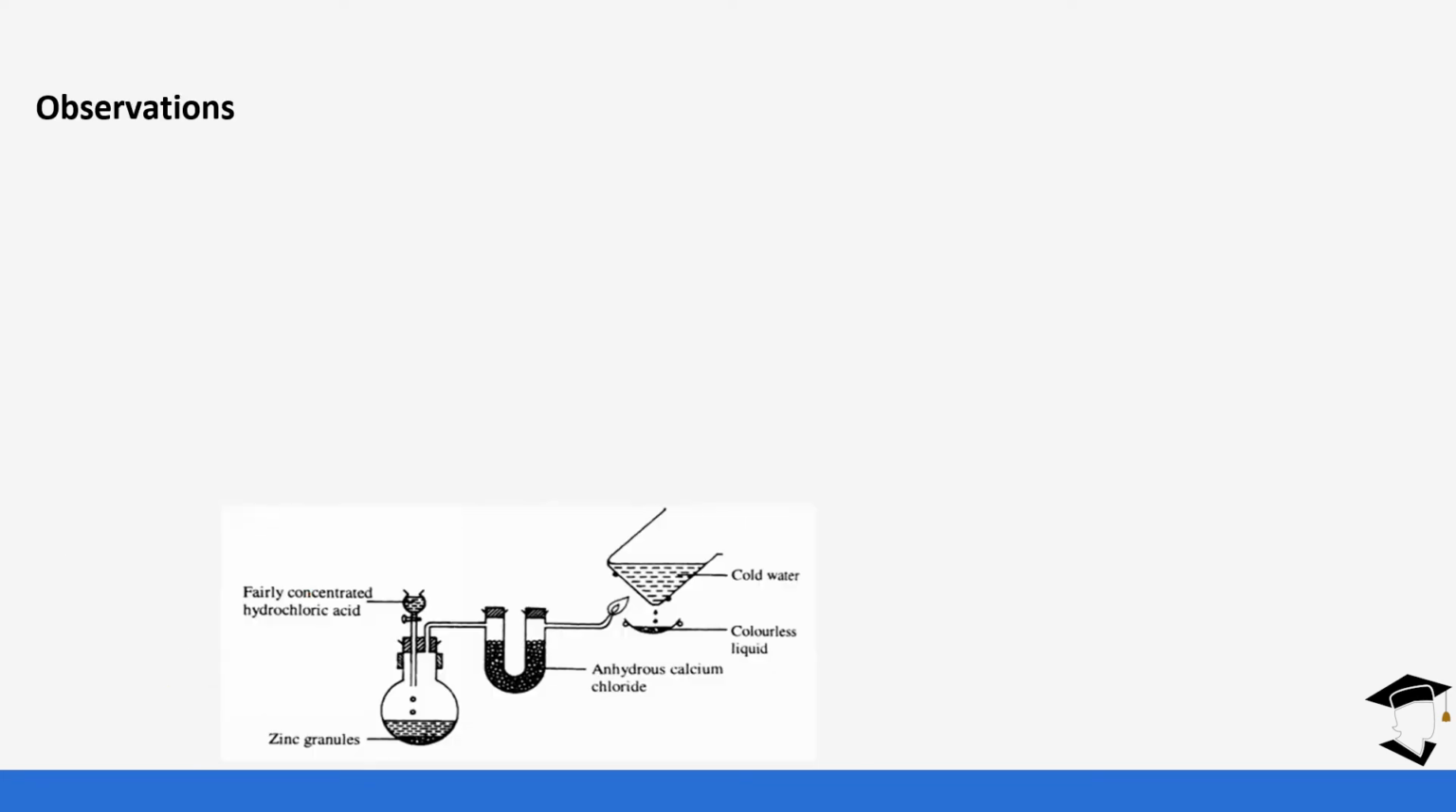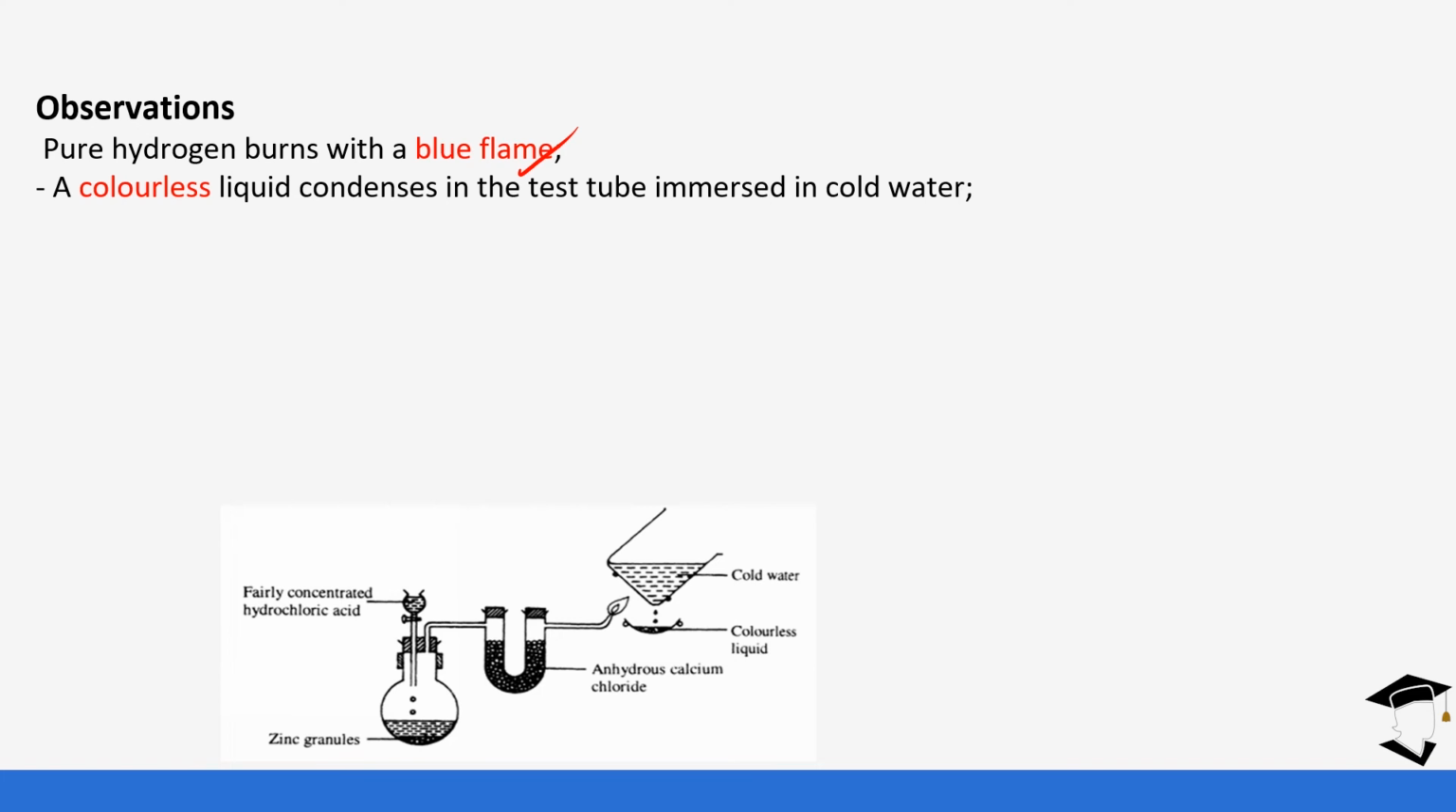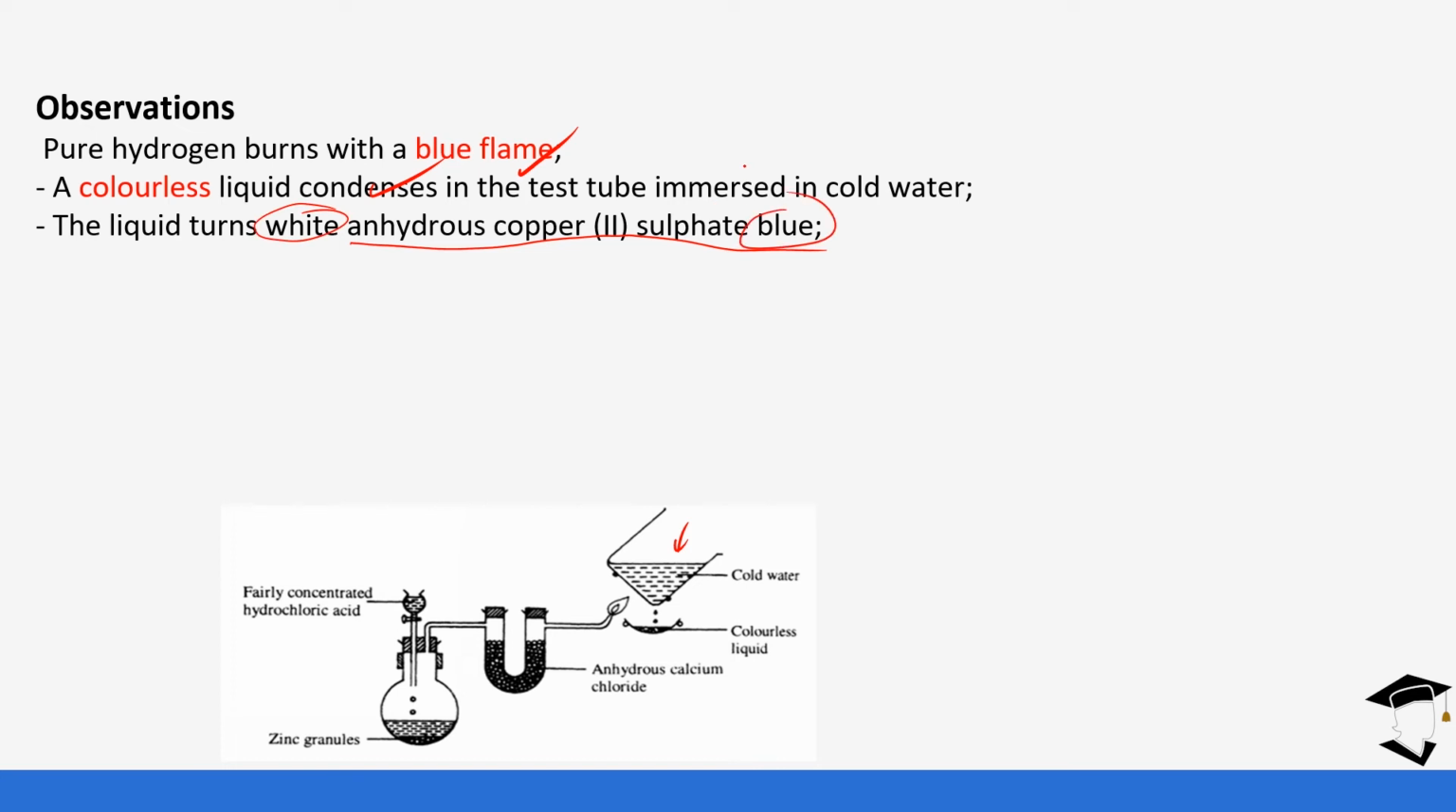So what are some of the observations we noted for this experiment? The first thing is that pure hydrogen burns with a blue flame, unlike the impure one, which burns with a pop sound. When it's burnt with a blue flame, a colorless liquid is produced, which is condensed at the test tube containing the cold water. This colorless liquid usually turns anhydrous copper(II) sulfate from white to blue. And if you were to use anhydrous cobalt(II) chloride, it will turn it from blue to pink.